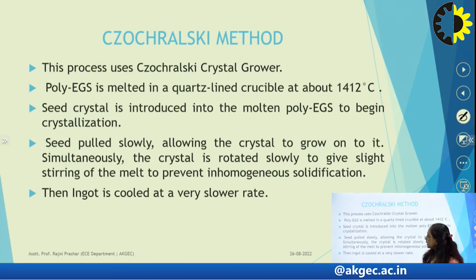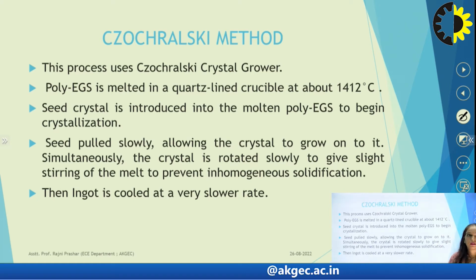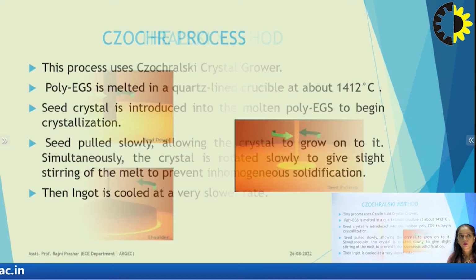So in this CZ method, this process uses the Czochralski crystal grower. Poly EGS is melted in a quartz lined crucible at about 1412 degrees C. Seed crystal is introduced into the molten poly EGS to begin crystallization. Seed is pulled slowly, allowing the crystal to grow on it. Simultaneously, this crystal is rotated slowly to give stirring of the melt to prevent inhomogeneous solidification. Then the ingot is cooled at a very slow rate.